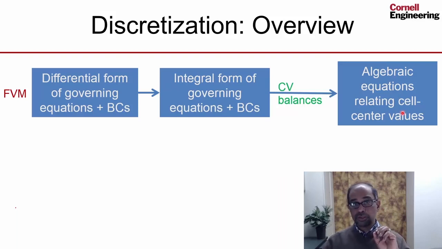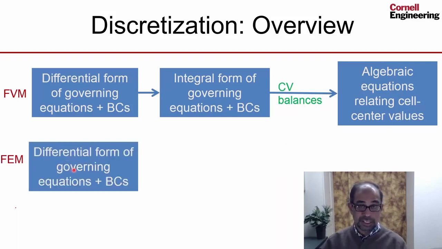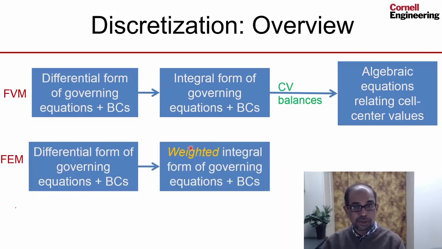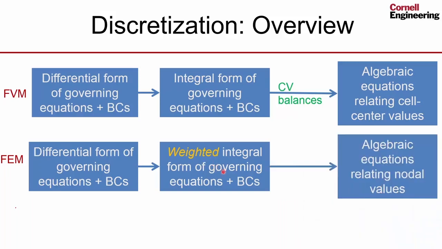Let's contrast that to the finite element method, where we are given the same mathematical model. So we have the differential form of the governing equations plus boundary conditions. And from that, we would go to the weighted integral form of the governing equations plus the associated boundary conditions. So you're not going to the integral form, you're going to the weighted integral form. And this is called the weak form. Using the weighted integral form, you derive the algebraic equations relating neighboring nodal values.